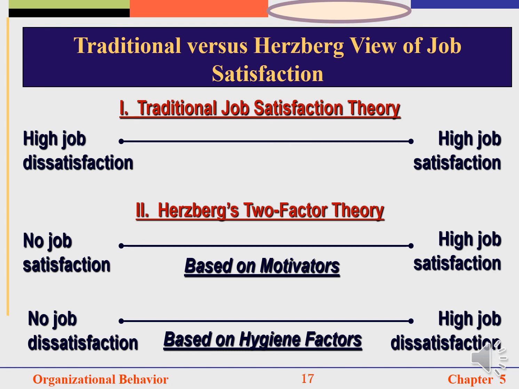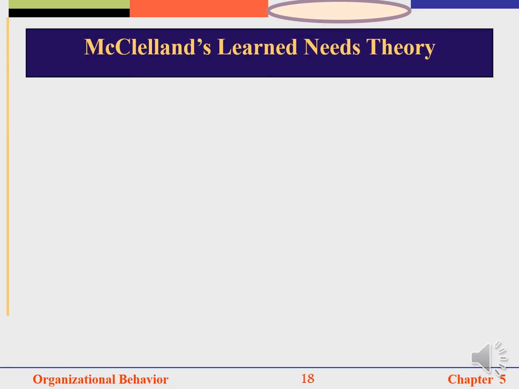And this is the difference between Herzberg's theory and the traditional job satisfaction theory. Keep this in mind. This is why he talked about two different factors. One group is responsible for satisfaction and as a result motivation. The other group, called hygiene, is responsible for dissatisfaction and as a result demotivation. Okay? This is the third group of the content theories of motivation.